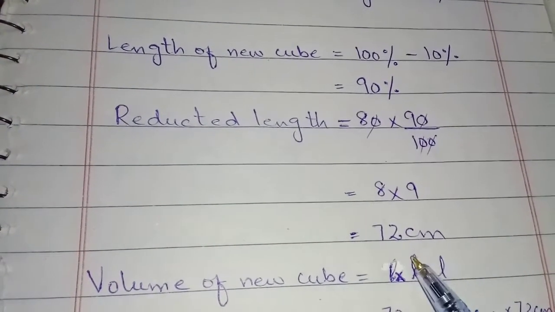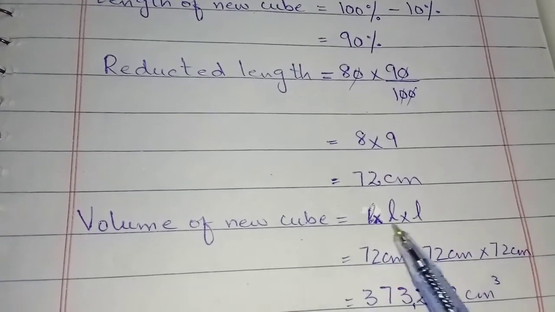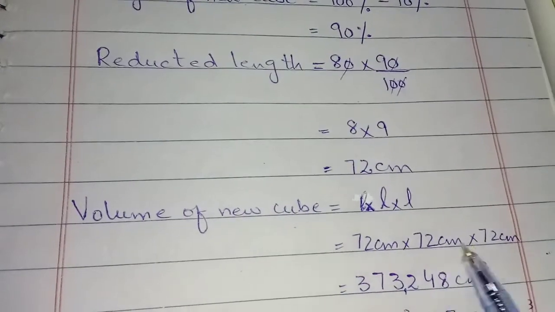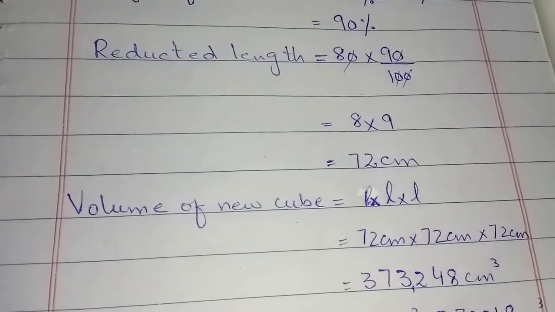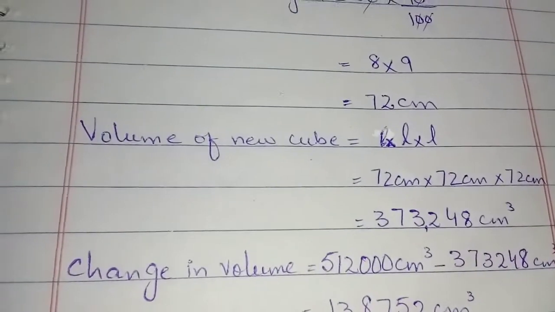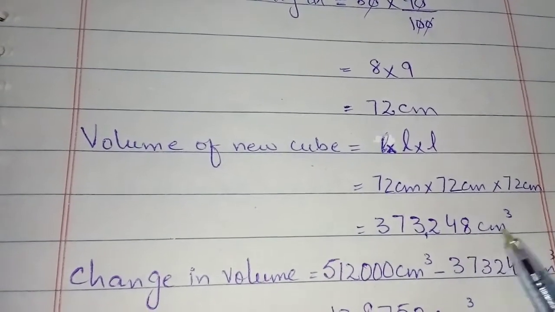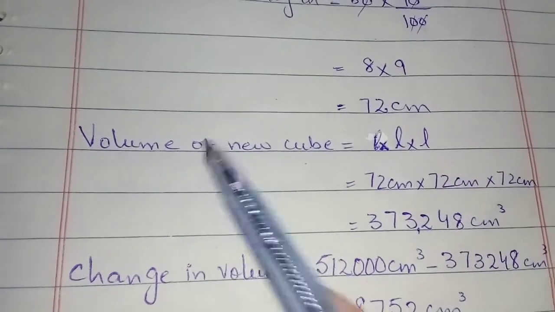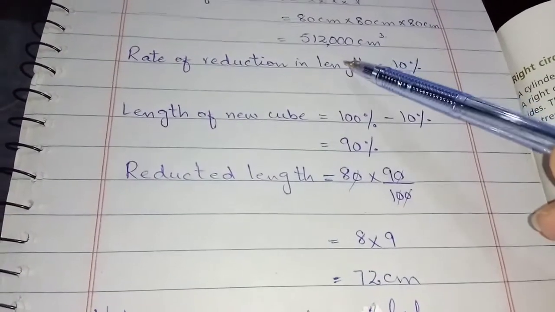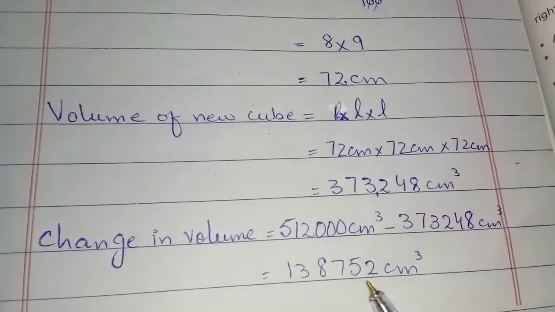So what is the volume of the new cube? It is obvious that volume of the new cube will be length multiplied by length multiplied by length. 72 centimeter multiplied by 72 centimeter and 72 centimeter. And we get the answer after multiplication is 3,73,248 centimeter cube. Volume is in cube. So change in volume, we have to subtract the volume of the original cube and the volume of the new cube. So this is the difference between their volumes.